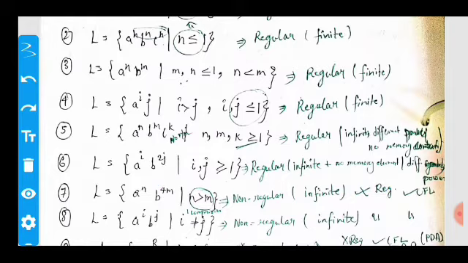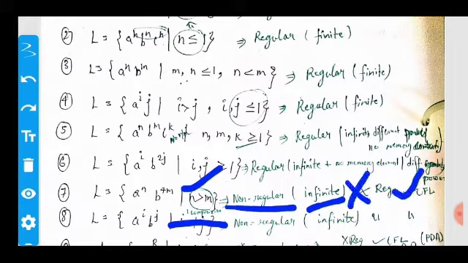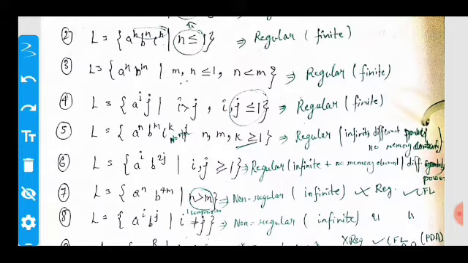L equal to a to power of n, b to power of m such that n is greater than m. So it is not regular, meaning it is non-regular, because it is an infinite solution, plus here one comparison is needed. In the case of regular languages or finite automata, there is no memory element and no storing of data, so it is a CFL but not a regular language. Now move on to the next question.